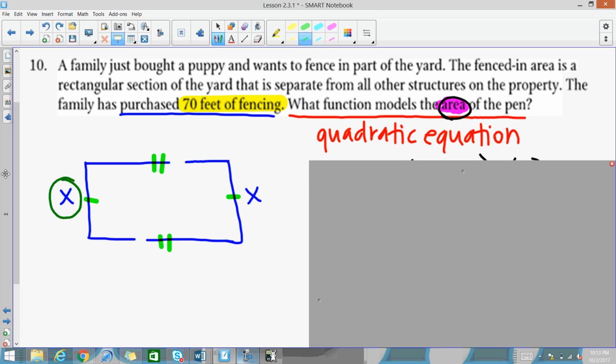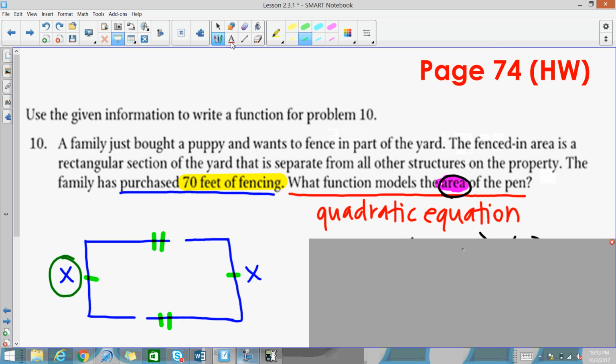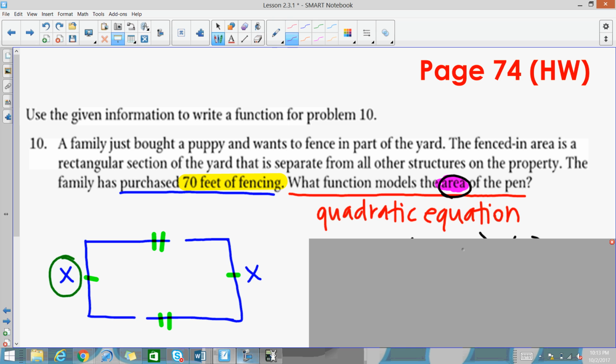Now, here we go. If we have 70 feet of total fencing, I want to take a step back and say, all right, let's just say we knew what x was. So say we had just a fence and this is x and this is x. Let's say we have 70 total feet. All right. Well, here's the deal. Let's say we know x is 10, so x equals 10, right?